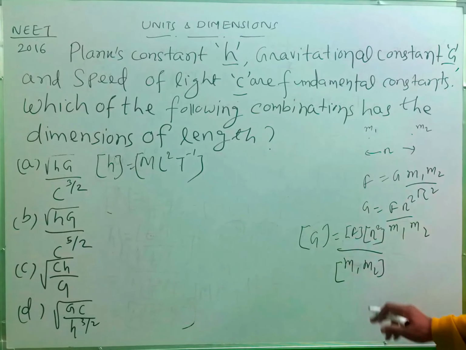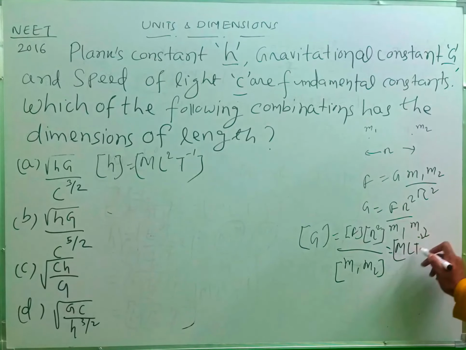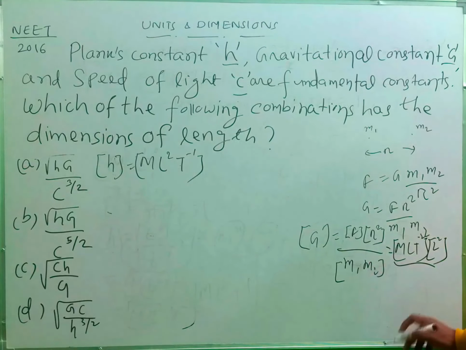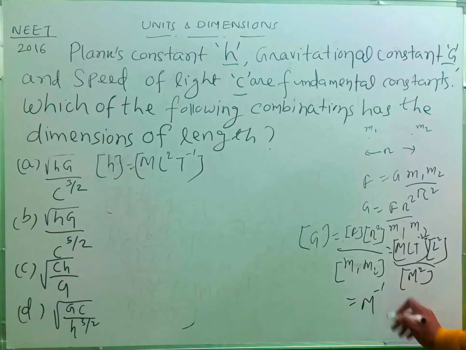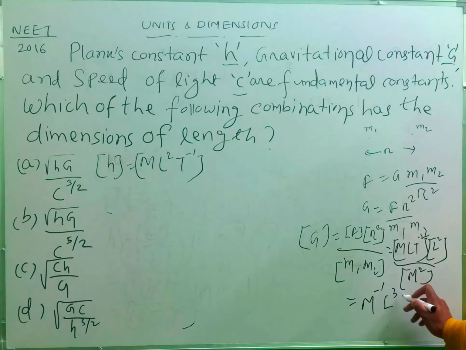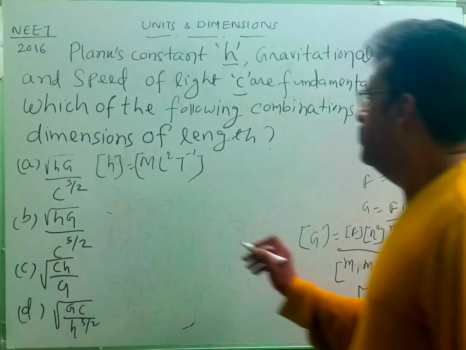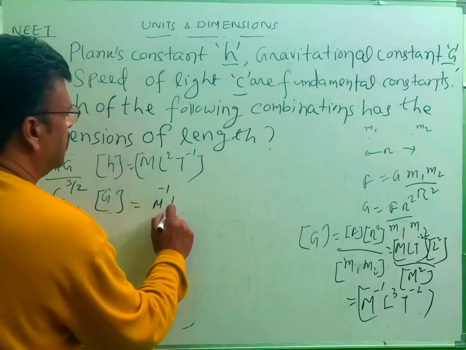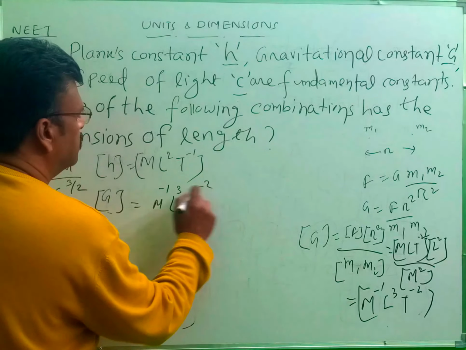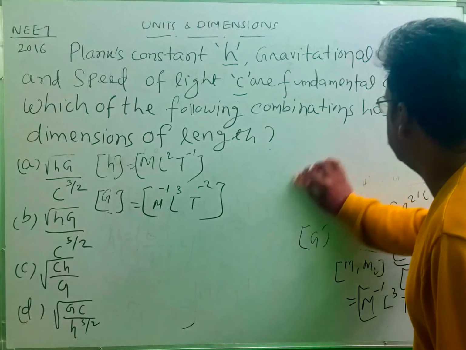Okay, students, and what is the dimensions of force? You know, that is MLT⁻². And what is the dimension of r square? That is L square or L to the power 2, and m1 and m2 means M square. Okay, students, so this becomes M to the power minus 1, L³, and T to the power minus 2. So let us write it here. The dimensional formula of G is equal to, students, M⁻¹L³T⁻². Okay, students, then what is the dimensional formula for speed of light c?